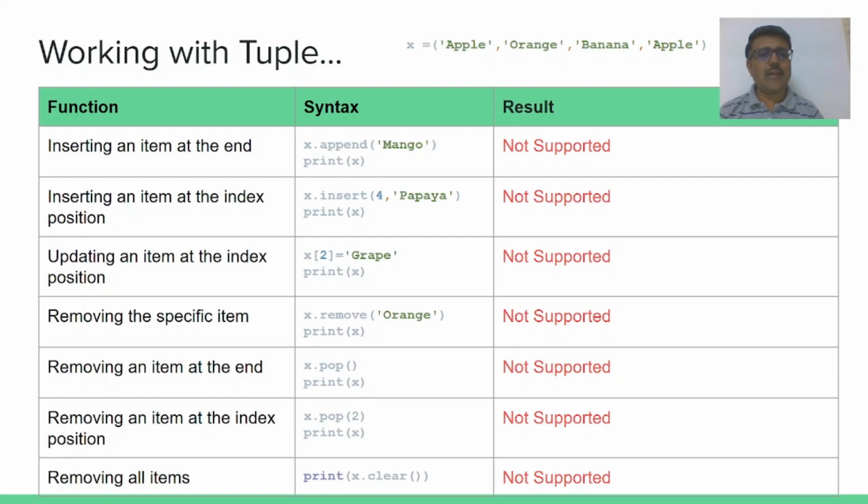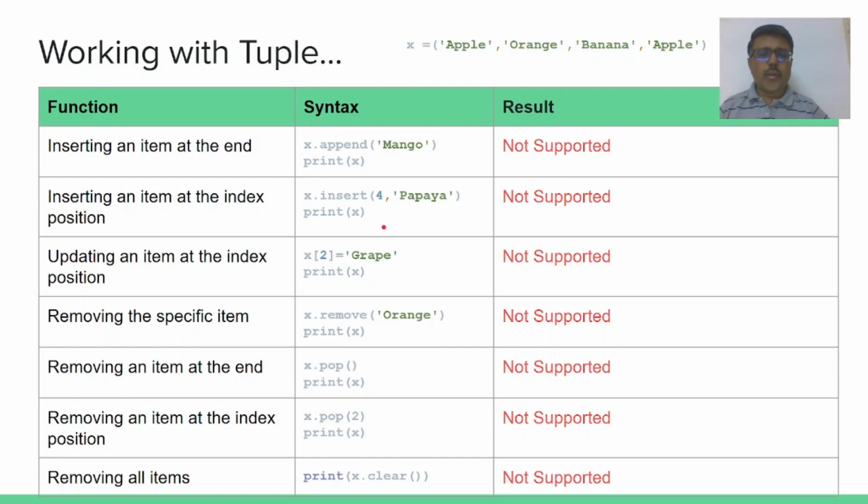Since it is immutable, I cannot even remove anything. For example, I cannot remove banana or orange from this list. So none of these operations will work. Even removing all the items will not be possible, right? So the tuple is such a powerful one where you just want to have a list of items, but it should not be editable. That is immutable. Then you need to choose a tuple. I hope you got where you need to use a tuple.